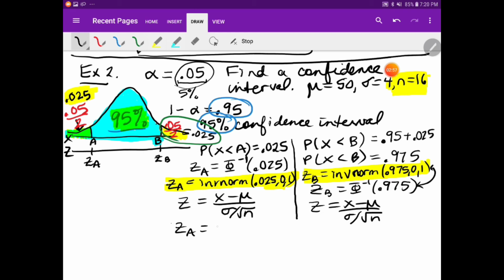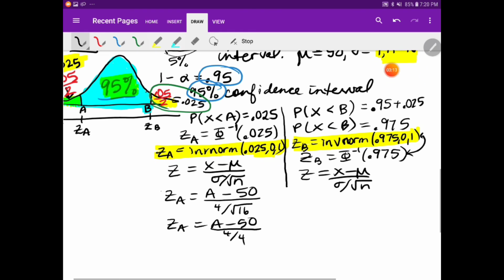Okay, so z is ZA, x is A, and mu is given, 50, and sigma is 4 divided by the square root of 16. So ZA equals A minus 50 over 4 over 4. Oh, that's interesting. So that's just 1. Well, that's kind of boring. So that's A minus 50 over 1. I guess I don't even need to cross multiply.